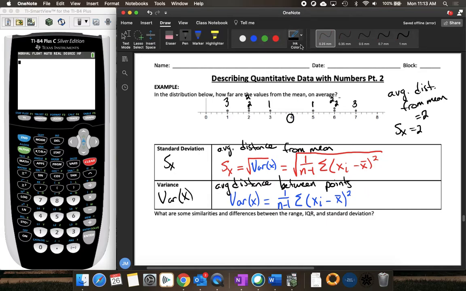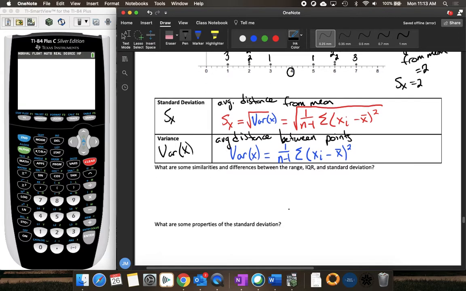So before we calculate it, let's talk about how it's related to the range, the interquartile range, and standard deviation itself. When you're talking about all three of those, range, interquartile range, and standard deviation, let's first talk about the similarities. And probably the big similarity is that they are all measures of spread. In other words, they tell you how far apart your data is.